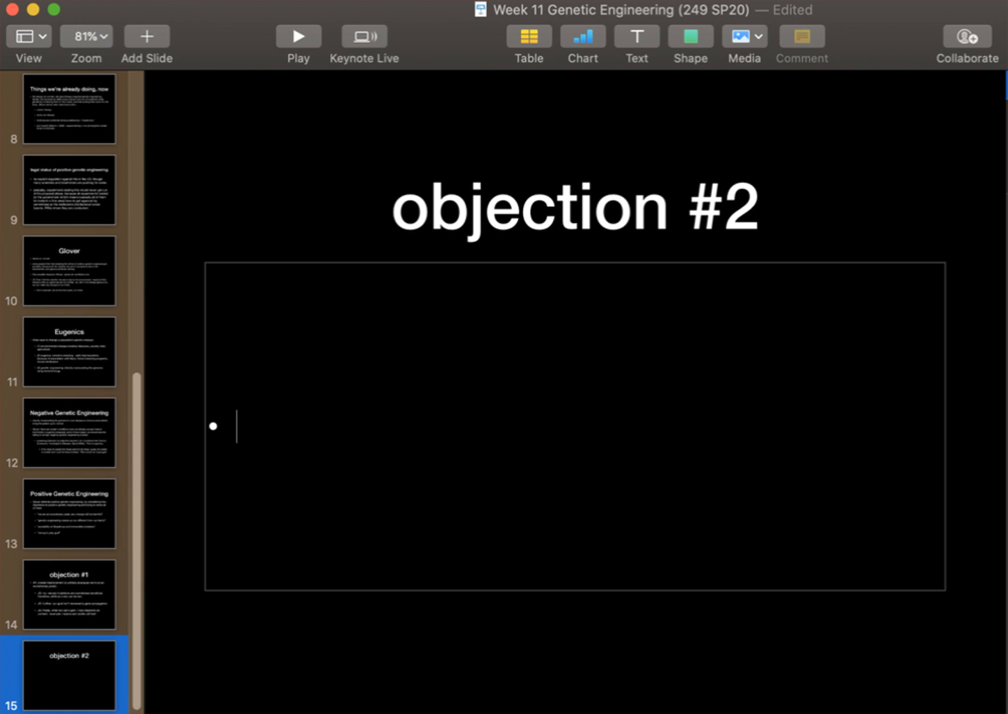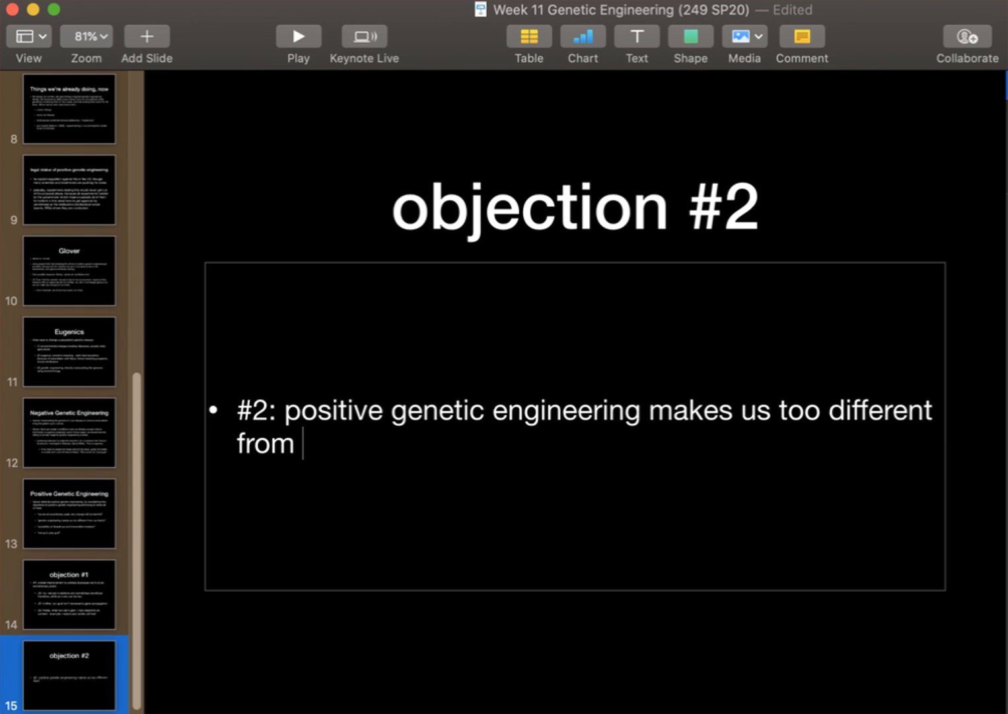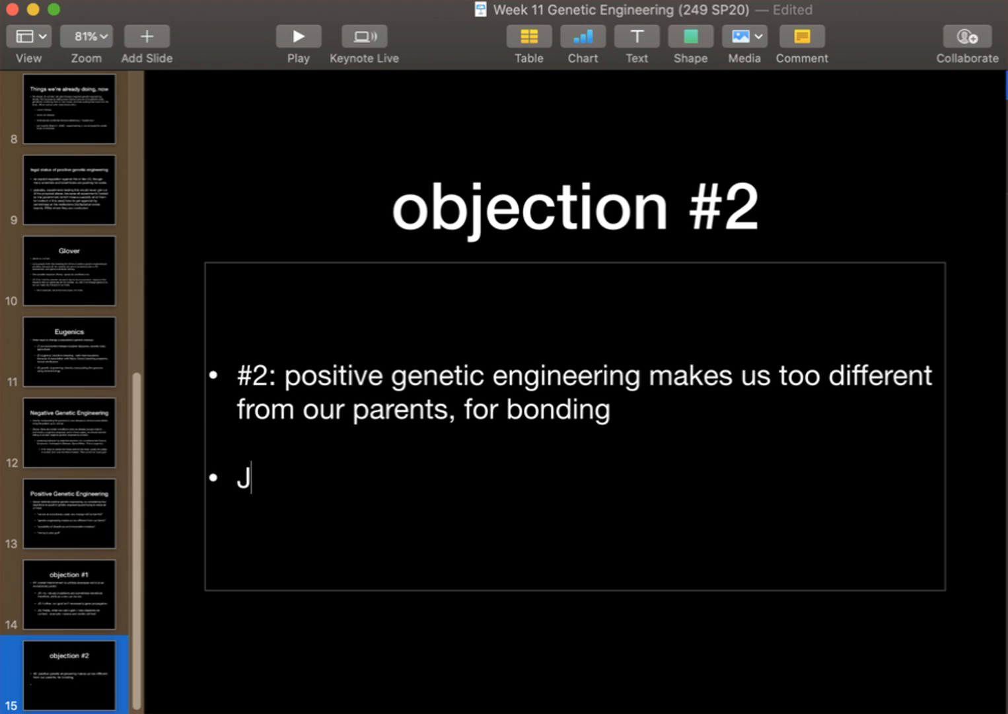This is number 2. Positive genetic engineering makes us too different from our parents for purposes of bonding. Now, I don't even think that this is really a very good objection at all, so I don't want to spend a lot of time on it. I think Glover could easily have just deleted this objection from the article, and the article would have been shorter, but I think it would have been tighter also. I think this is kind of a frivolous example. But he makes a couple of points about it.